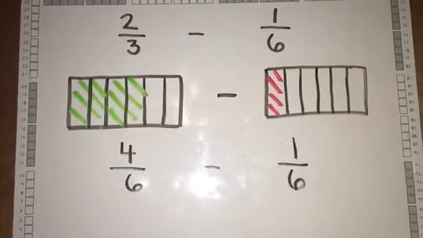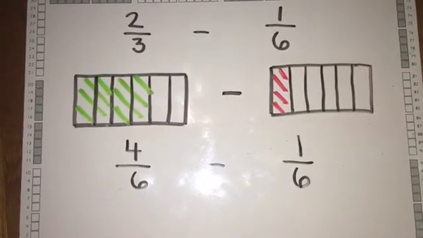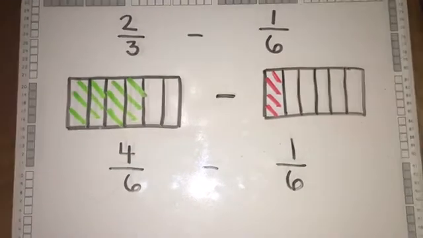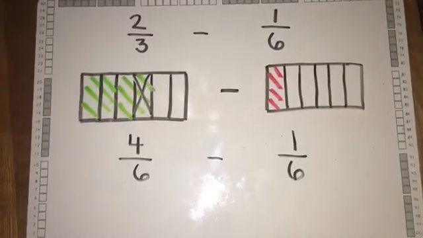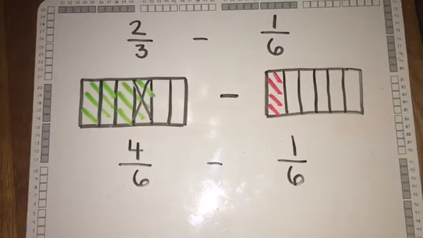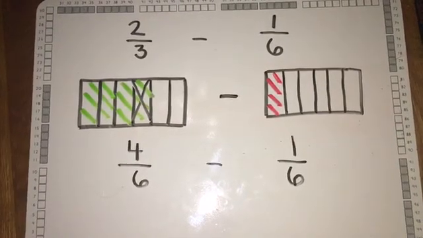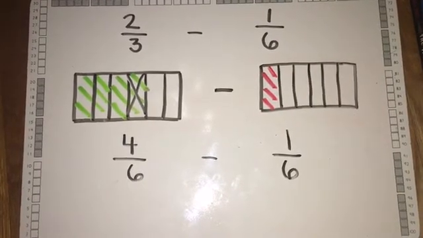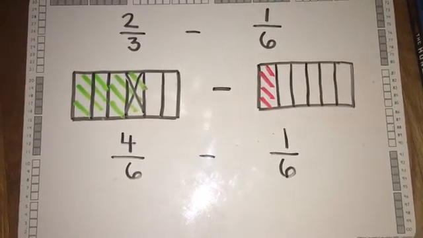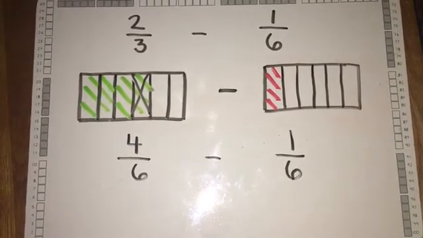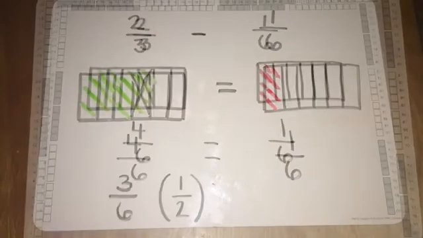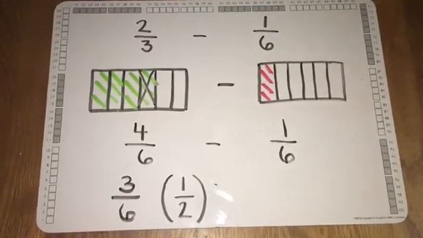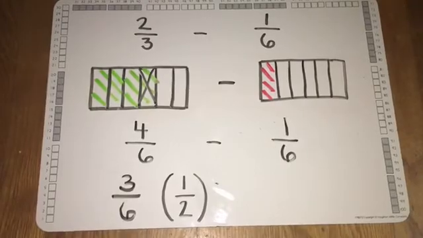And I simply need to subtract 1 of the 6 from my representation of 4/6. When I subtract 1/6 from the 4/6, I see that I have 3/6 left. Some students will recognize that this is equivalent to 1/2, but it is not an expectation for them to be able to do that. I can now see that 4/6 minus 1/6 is 3/6, or 1/2.